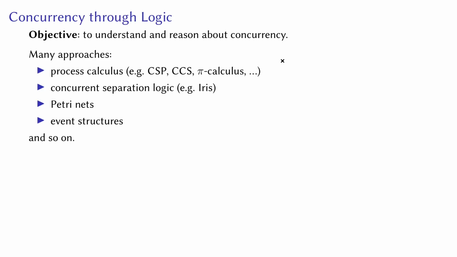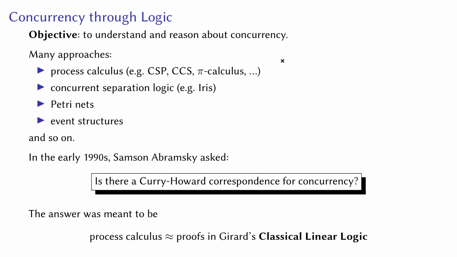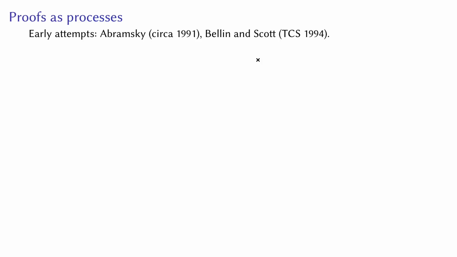So naturally, in the early 1990s, Samson Abramsky asked if there is something similar for concurrency, and the answer is widely believed to be a correspondence between some kind of process calculus and proofs in classical linear logic. And this program is commonly known as proofs as processes. Early attempts include Abramsky, Bellin, and Scott, who map CLL proofs to a variant of pi processes. However, under their mapping, processes can only send and receive pairs, which seems not general enough.